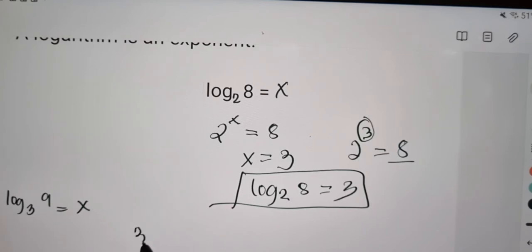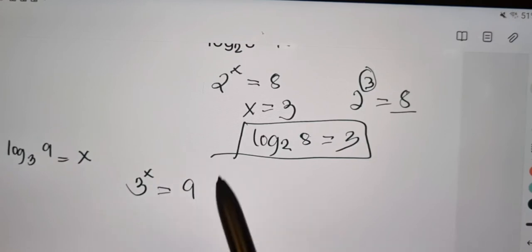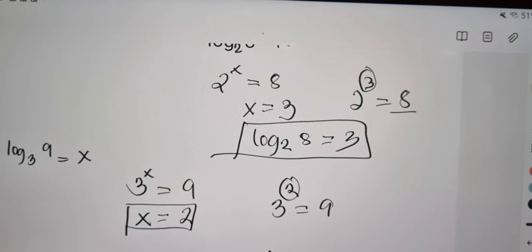Okay, here we have log base 3 of 9 is equal to x. Now, 3 raised to x is equal to 9. So what is now the value of x here? We know that 3 raised to 2 is equal to 9. So x is equal to 2. So the exponent is 2 and that is the value of x. So therefore, log base 3 of 9 is equal to 2.